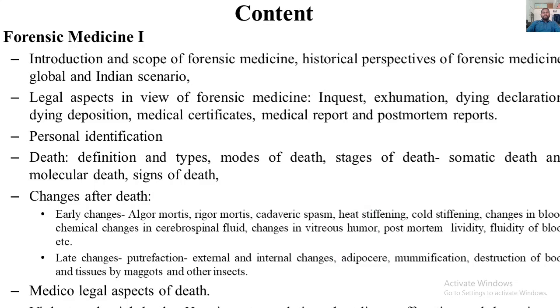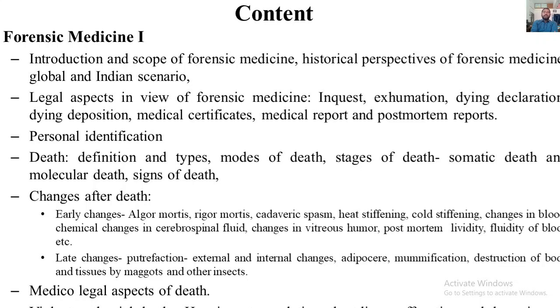So under this unit we will be studying about the introduction and scope of forensic medicine, then its historical perspective, and also global and Indian scenario of forensic medicine. Then we will be discussing about the legal aspects in view of forensic medicine, that is what exactly inquest, exhumation, dying declaration, dying deposition, medical certificates, medical reports and post-mortem reports are. So we'll discuss about all these terms.